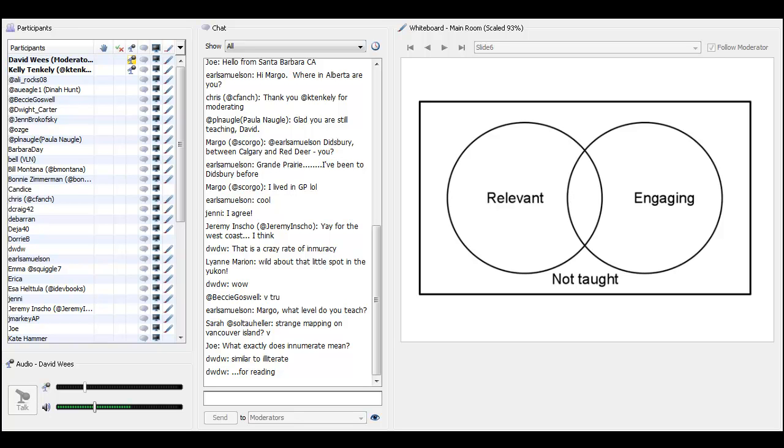Now, those are very broad criteria, and I don't think a lot of stuff is excluded, but when you shift your mindset from I have to cover this curriculum to I have to make what I'm doing relevant and engaging, I think it makes a big difference in the overall structure of your math class.